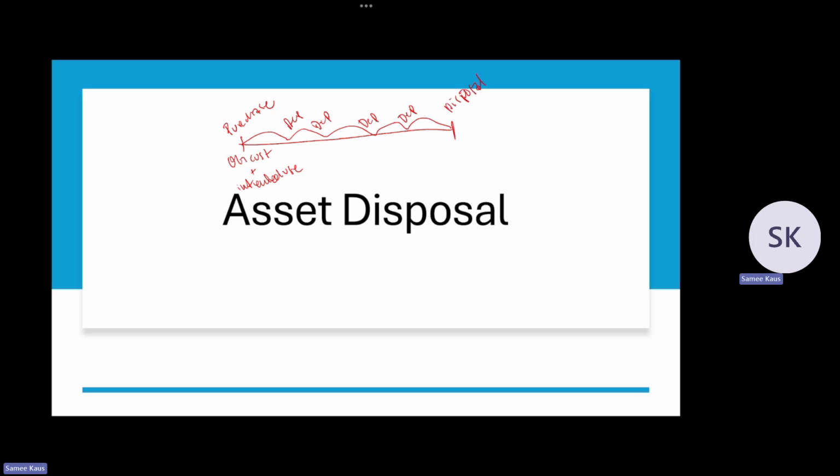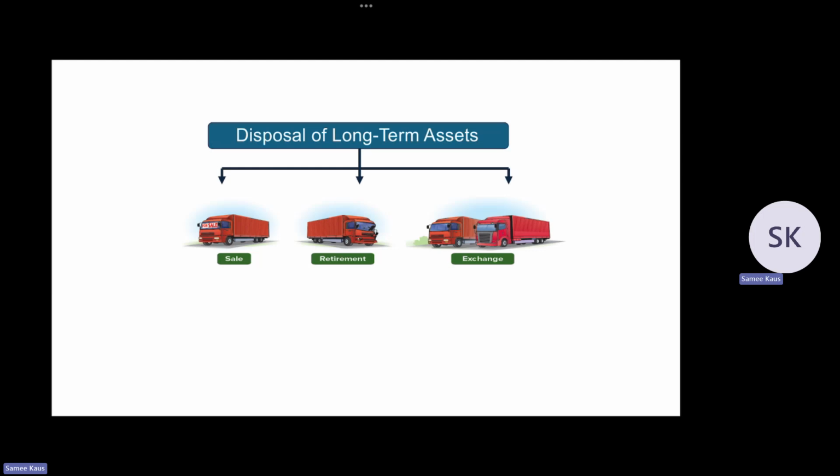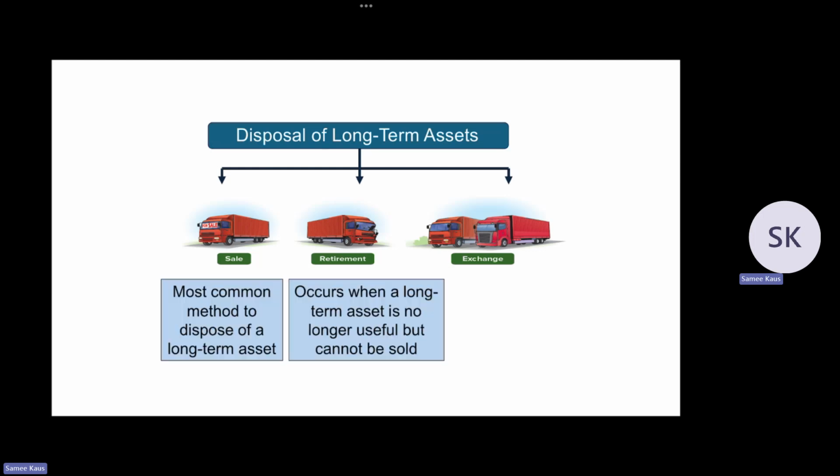And disposal can come in kind of three main different ways. We can either sell it. So typically it's like, hey, I'm done using my car. I'm going to go ahead and sell it. I'm going to try to get $5,000 from it. Maybe I retire it, and it's no longer useful and I can't sell it.